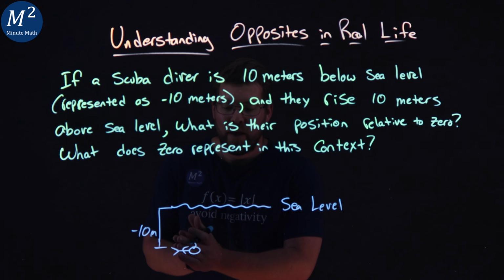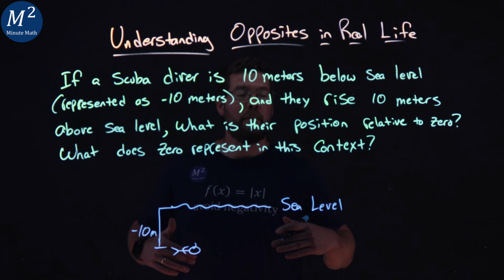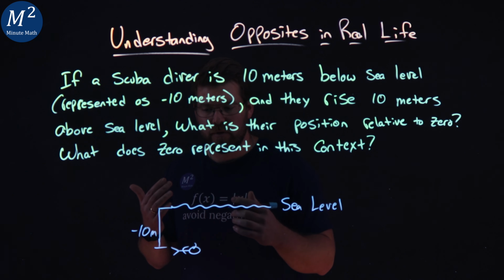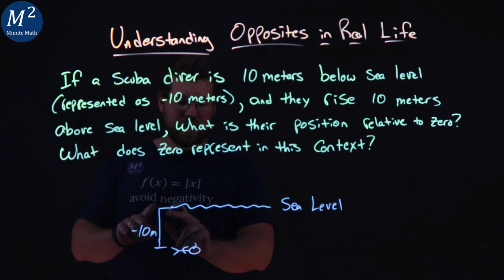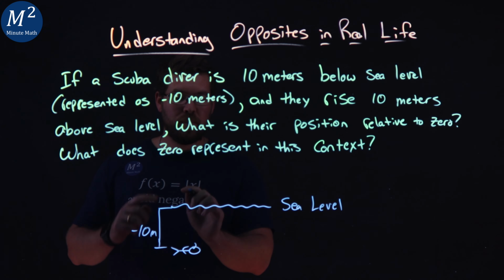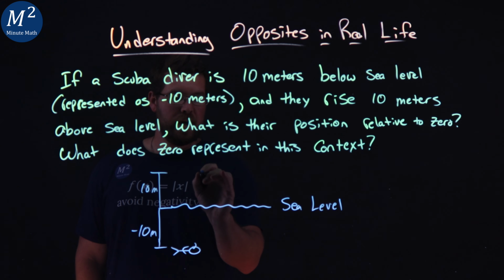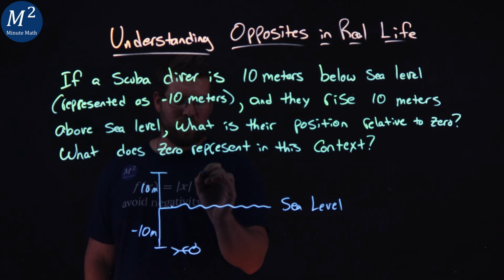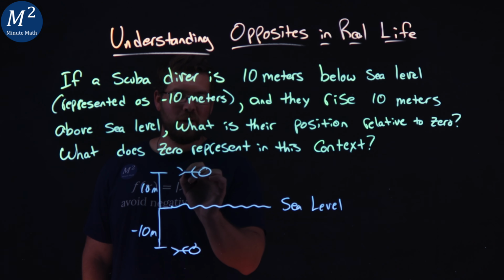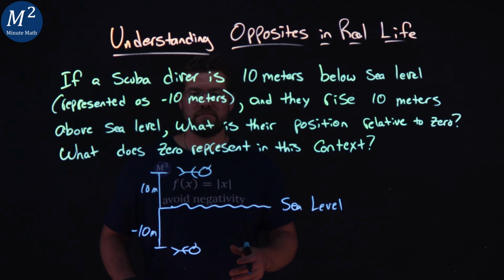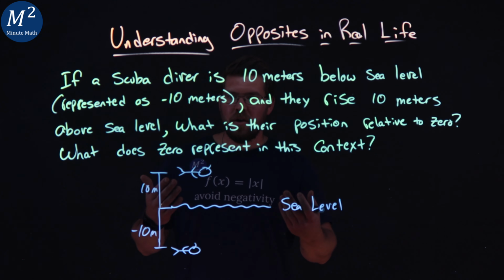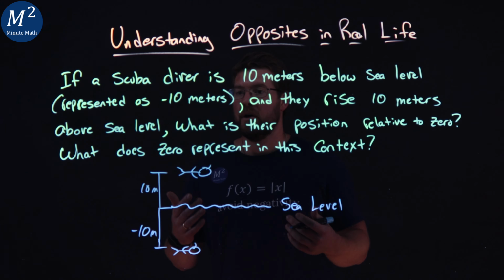So now they rose 10 meters above sea level. So we have a negative 10 meters down here. We went 10 meters above sea level. So that's 10 meters above, and this is where the scuba diver is, and maybe they're on a boat or something, but we'll just show them floating right there in, well, in the air. So 10 meters above sea level.